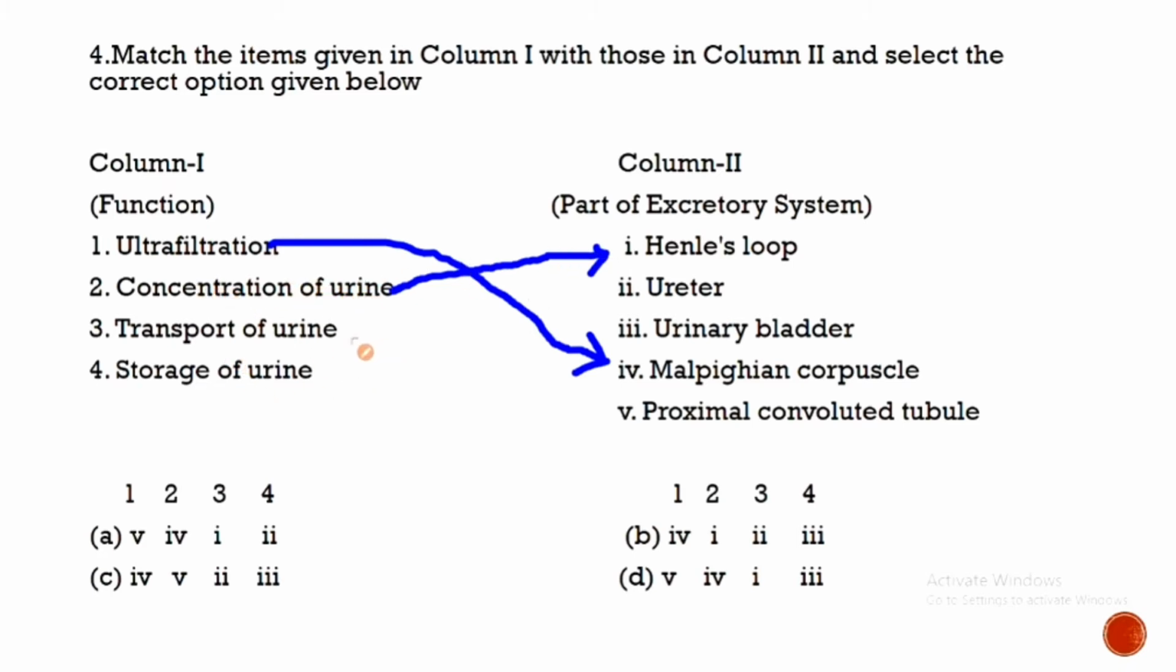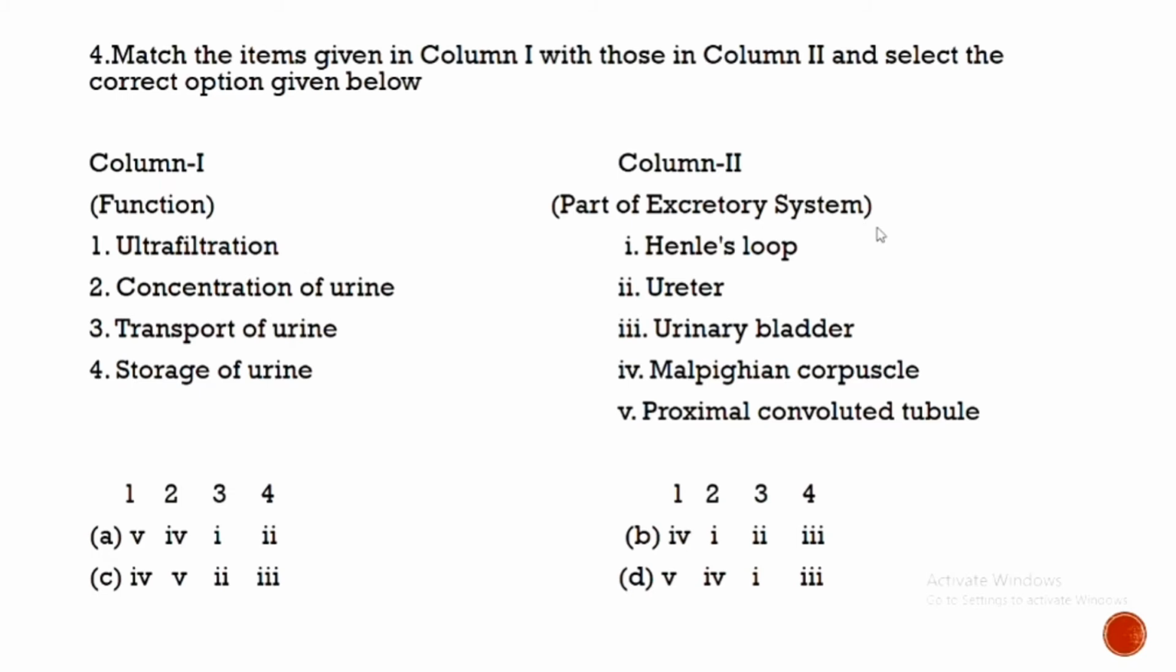Transport of urine is done by the urethra, a narrow tubular structure that conveys urine. Then storage of urine: we all know that storage of urine is done in the urinary bladder. So from this, we have to match it now. Ultrafiltration, 1 is 4. Then 2, concentration of urine, Henle's loop, 2 is 1. Then 3, transport of urine, 3 is 2. Then storage of urine, urinary bladder, 4 is 3. So the right option will be B here.